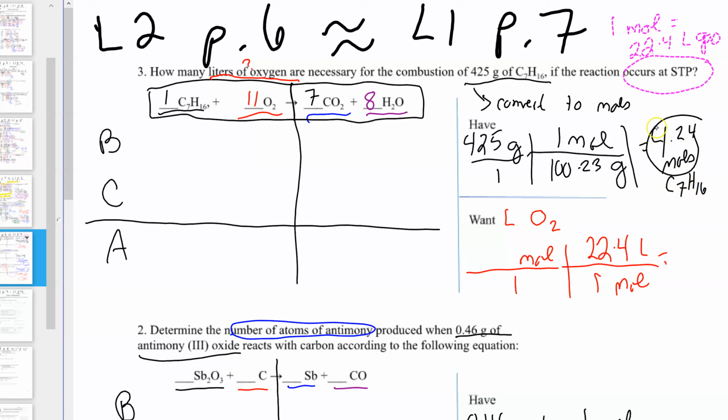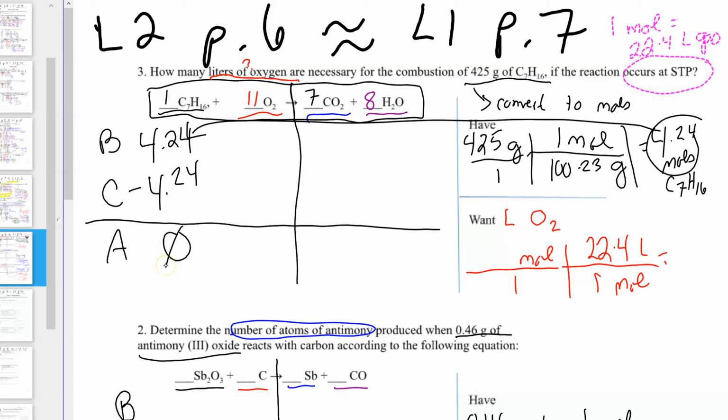Good. Now we can actually plug this into our BCA table. Remember, only moles in the BCA table. So 4.24 moles of the hydrocarbon. And they're asking us to figure out oxygen. So whenever you have a reaction, usually things like oxygen or water, there'll be plenty of them. So we're going to use up exactly all 4.24 moles of the hydrocarbon during the change, and after there'll be none left over. So the question is, how much oxygen is it actually going to use up?